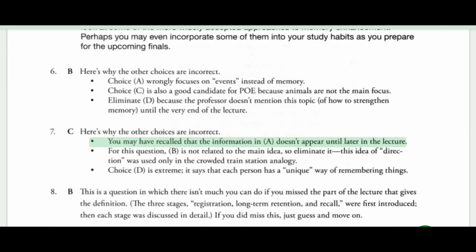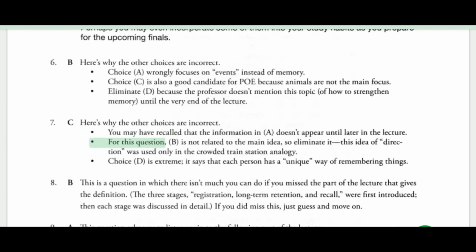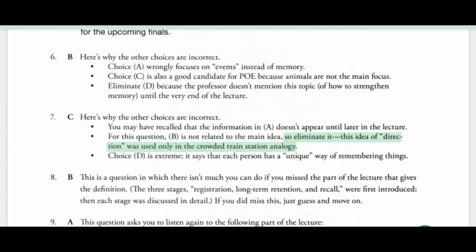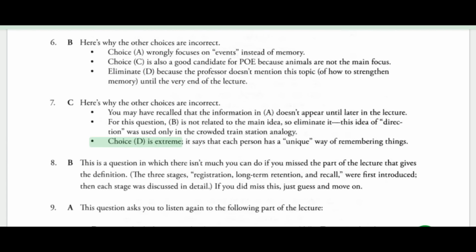7. C. Here's why the other choices are incorrect. You may have recalled that the information in A doesn't appear until later in the lecture. For this question, B is not related to the main idea, so eliminate it. This idea of direction was used only in the crowded train station analogy. Choice D is extreme. It says that each person has a unique way of remembering things.